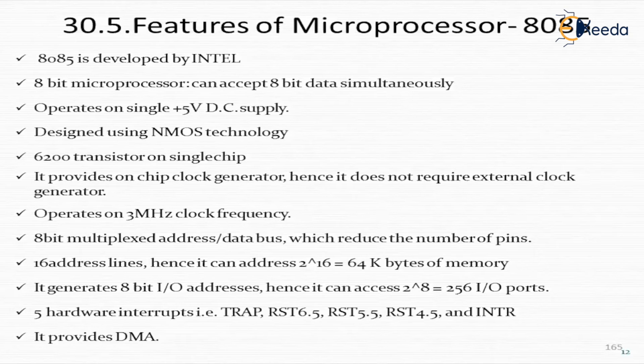It has 5 hardware interrupts: TRAP, RST 7.5, RST 6.5, RST 5.5, and interrupt INTR. It provides DMA, that is direct memory access. Now, why hardware interrupts? Because if there are some unconditional errors or unconditional risks associated, you require the interrupt to come into the picture.